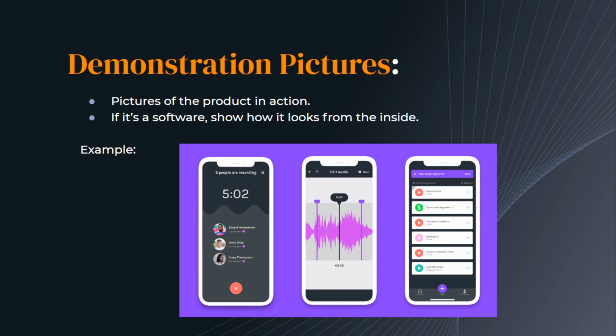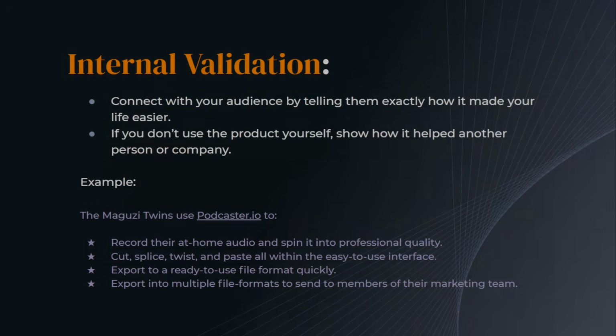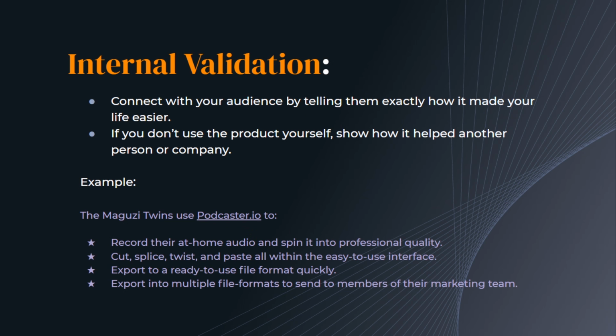Demonstration pictures: pictures of the product in action. If it's a software, show how it looks from the inside. Example: here are a few pictures showing the major features of the podcasting app. Internal validation: connect with your audience by telling them exactly how it made your life easier. If you don't use the product yourself, show how it helped another person or company. Example: the Maguzzi twins use podcaster.io to record their at-home audio and spin it into professional quality.